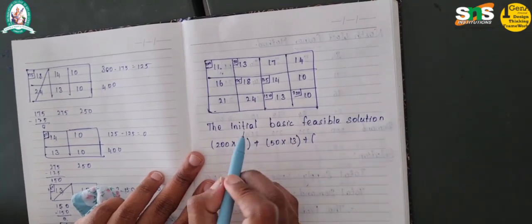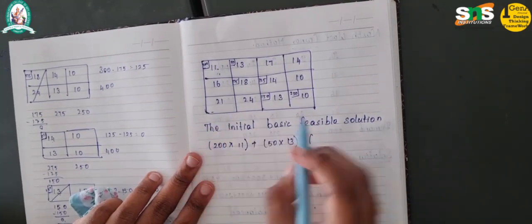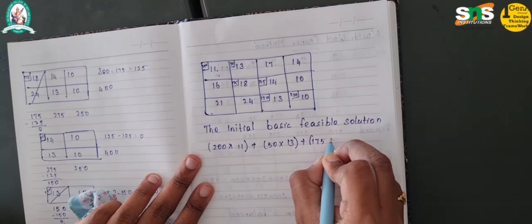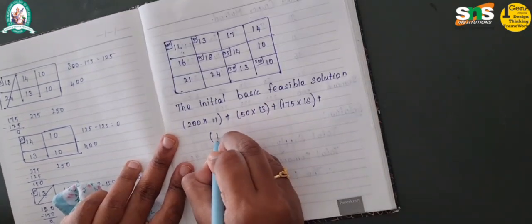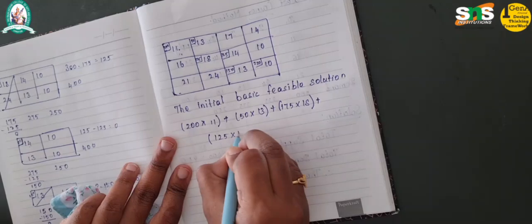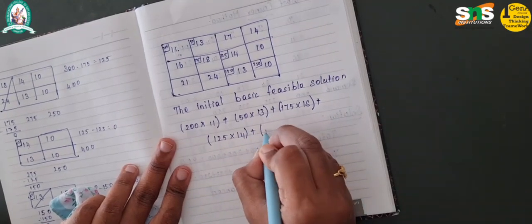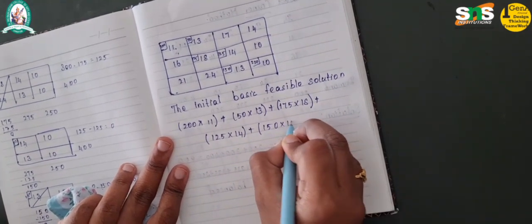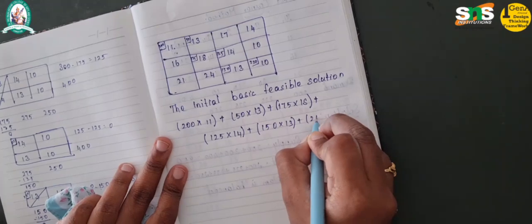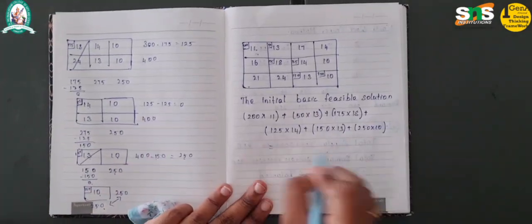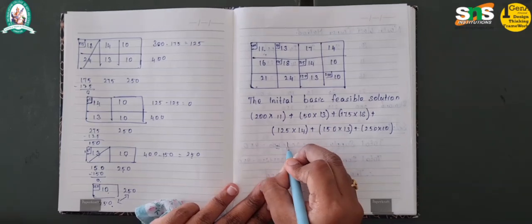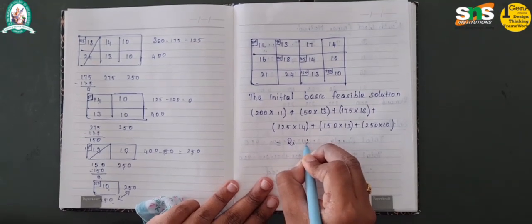Next, tell me what is the next value? 175. Multiply 18. Okay, correct. Next value? 125. Multiply 14. Okay. Next value? 150 multiply 13. Okay. Next value? 250 multiply 10. Okay. So the final answer, by multiplying these and adding, I get an answer as rupees 12,200.